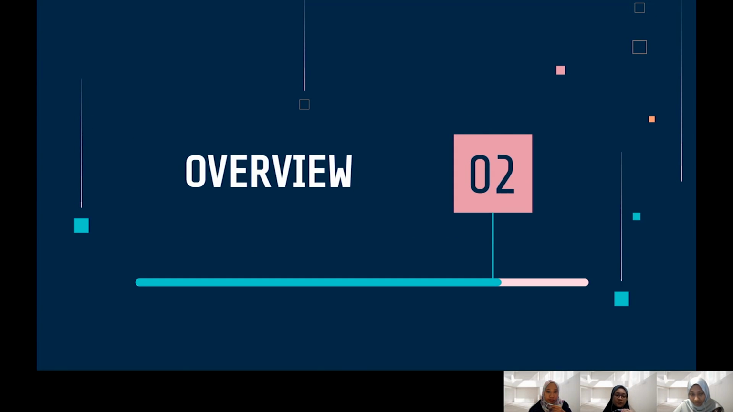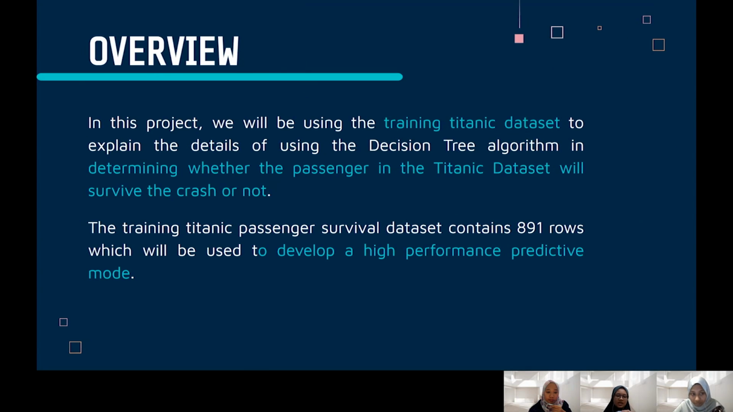Next, as an overview, we will be using the training Titanic dataset to explain the details of using the decision tree algorithm in determining whether the passenger on the Titanic ship will survive the crash or not. The training Titanic passenger survival dataset contains 891 rows, which will be used to develop a high-performance predictive model.